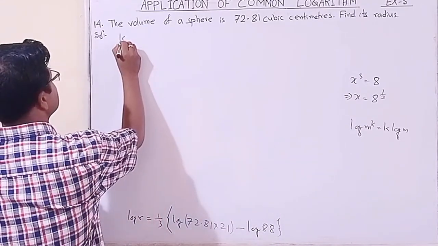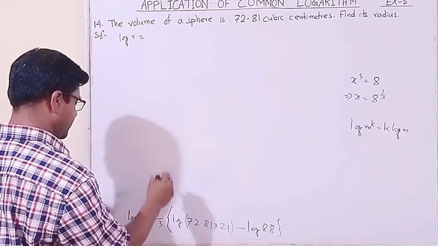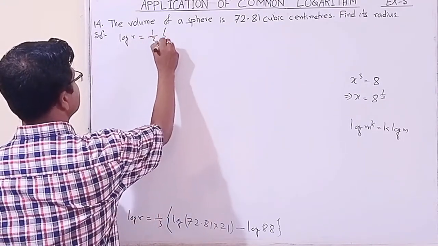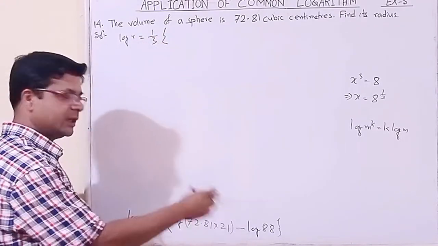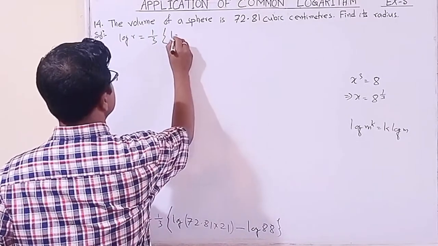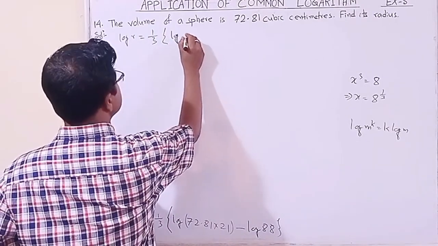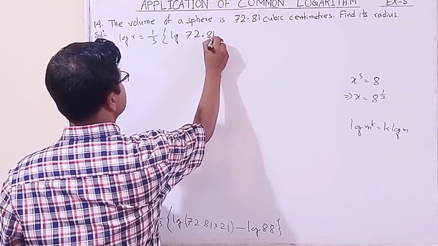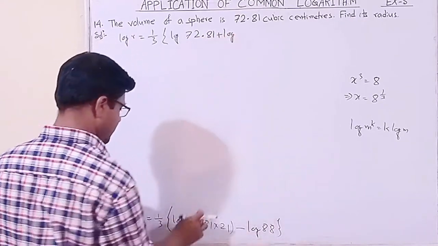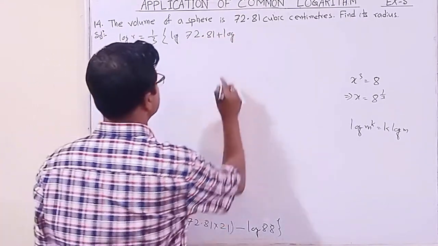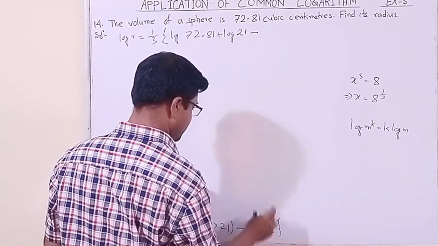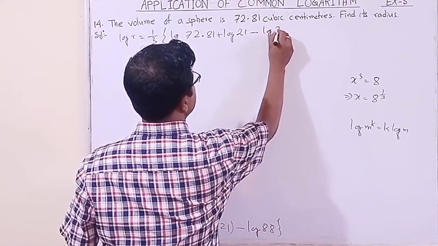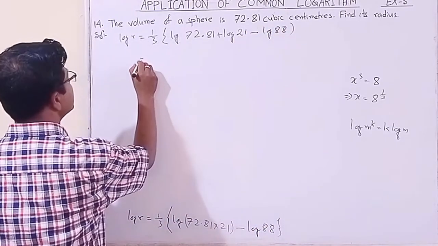Now log r is 1/3. Here there is multiplication, so we add: log of 72.81 plus log of 21 minus log of 88. Log of 88, this is a very simple sum now.